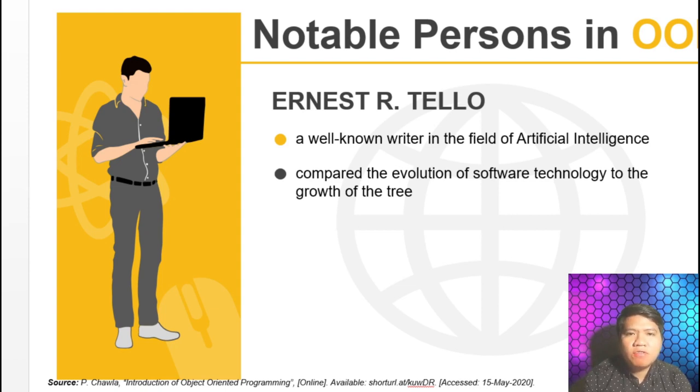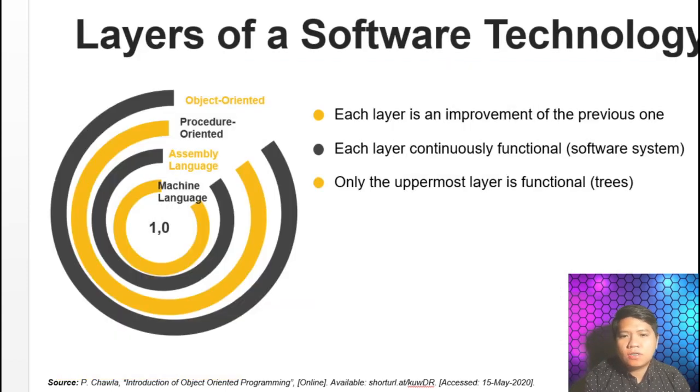He compared the evolution of software technology to the growth of a tree. Like a tree, software evolution has distinct phases, layers of growth. That is according to Ernest R. Tello. These layers were building up one by one over the last 5 decades. So these are the layers of a software technology according to Ernest R. Tello.